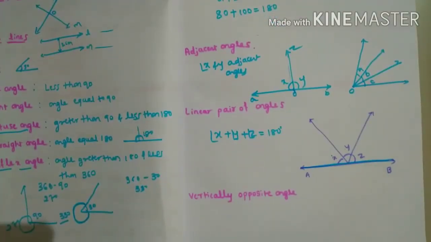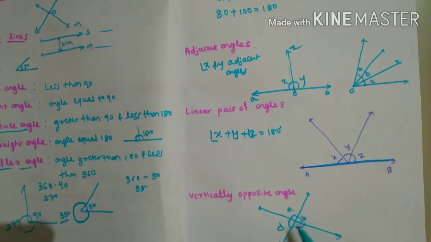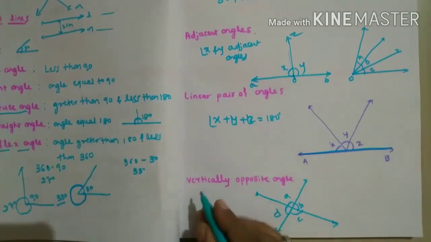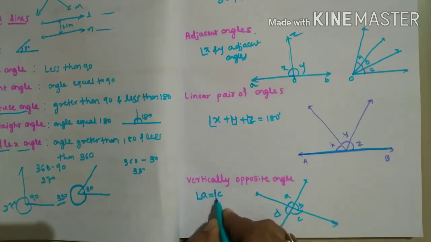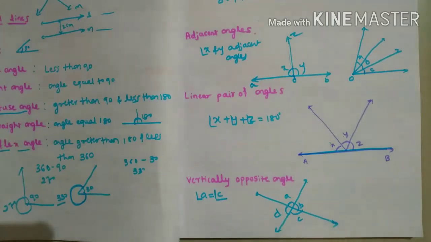Now we'll see vertically opposite angles. When do we get vertically opposite angles? I already told you about intersecting lines. If any lines are intersecting like this, then opposite angles. Here I'll take this A, B, C, D. Here A and C are the vertically opposite angles, D and B are the vertically opposite angles. And one more condition is that vertically opposite angles will always be equal. Remember that vertically opposite angles will be equal. Angle A is equal to angle C, and these are called the vertically opposite angles.